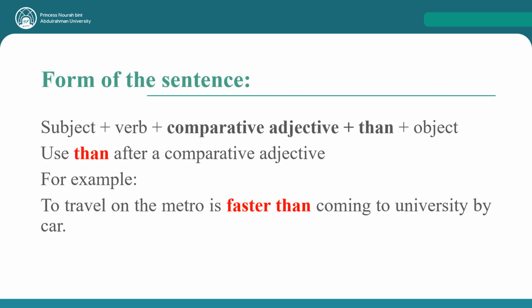So we talked about the form of the word adjective. Now we are going to talk about the form of the whole sentence. For comparative adjective, you have a subject, then a verb, then your comparative adjective, and then we have the word than before the rest of your sentence. So we use than after a comparative adjective. For example, to travel on the metro is faster than coming to university by car.